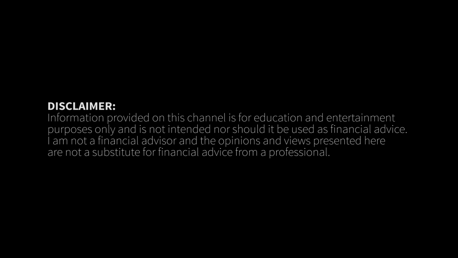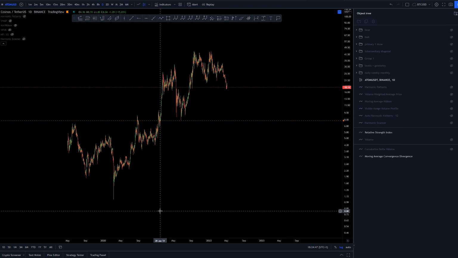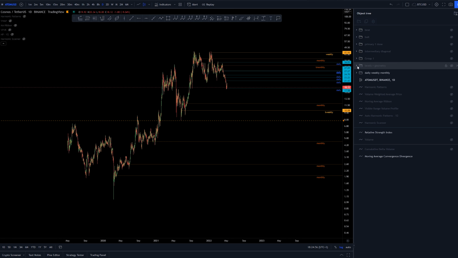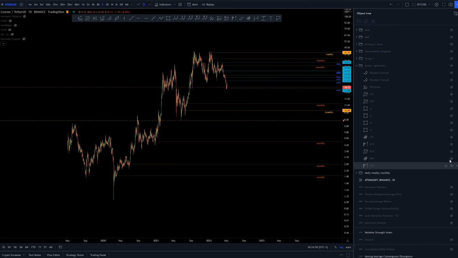Hey, Tej here. Today we are taking a look at technical analysis for Cosmos with ticker ATOM. We'll go over some key levels of support and resistance and wave analysis with Elliott Wave Theory. Let's get going. So first, some levels of support and resistance and some geometry.